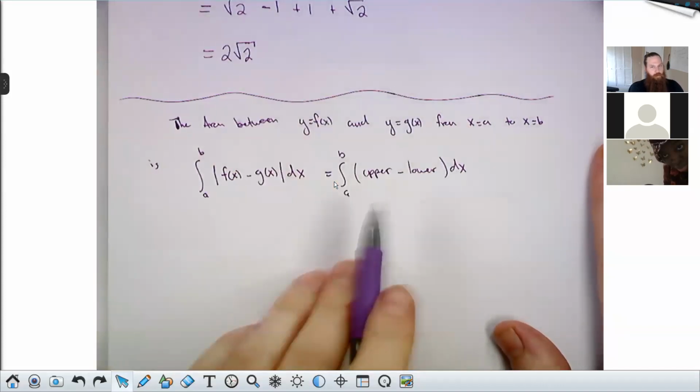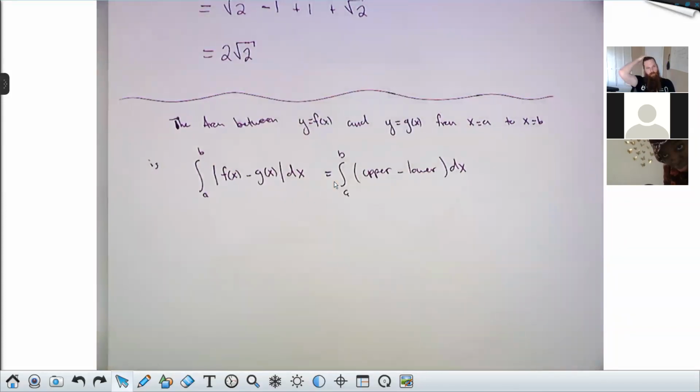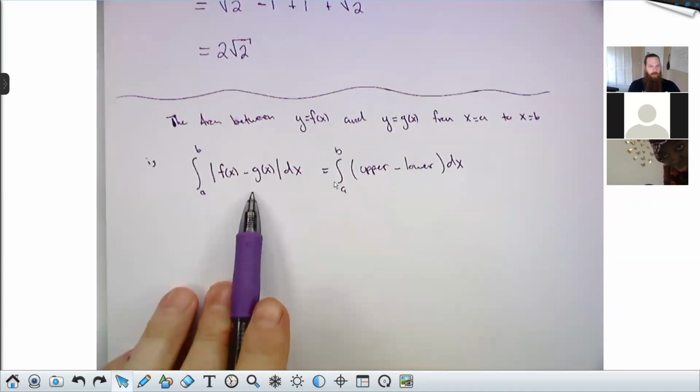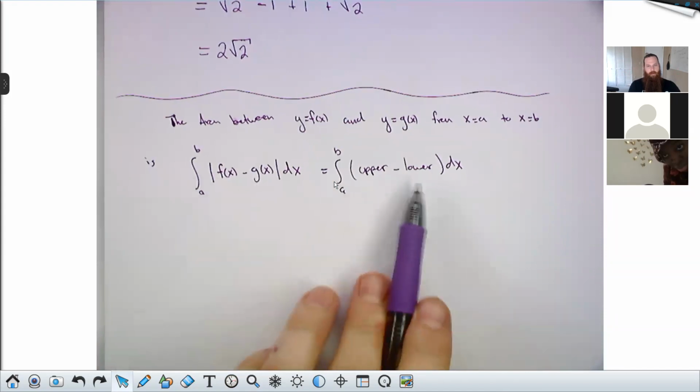And sometimes you'll have to split these, right? If they change places, you'll have to split it up. So your bounds might not be a to b; it might be a to something in between, upper minus lower, and then that something in between to b, upper minus lower, where the upper and lower have traded places. This is the formula they give in the textbook, but it's a little opaque. I encourage you to think about it like this.